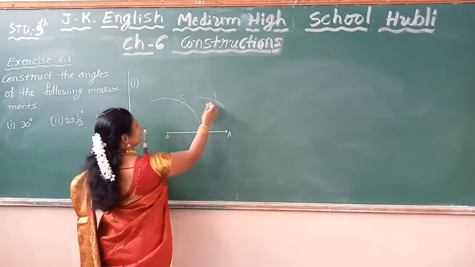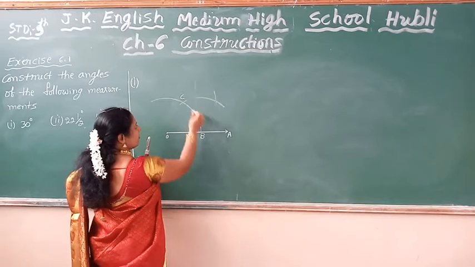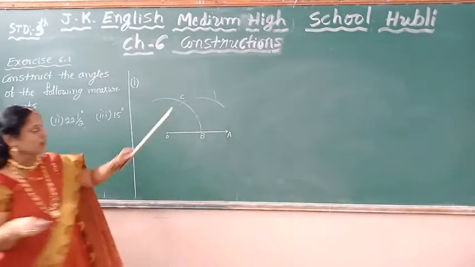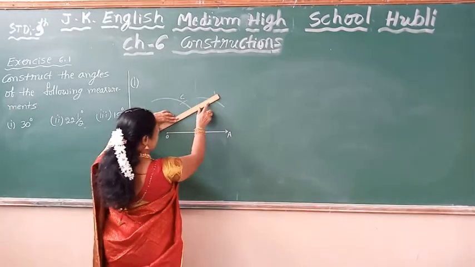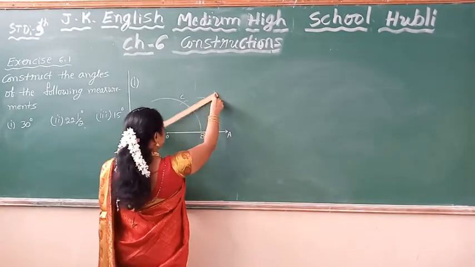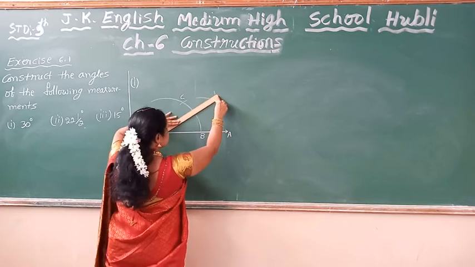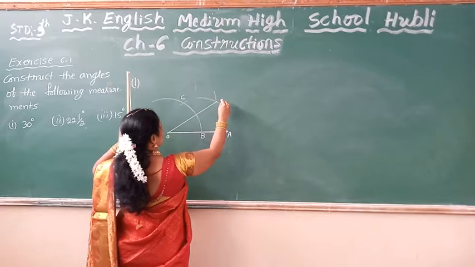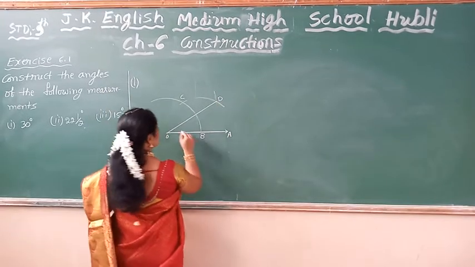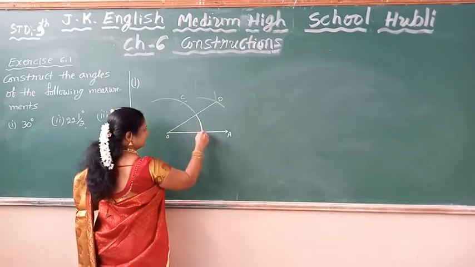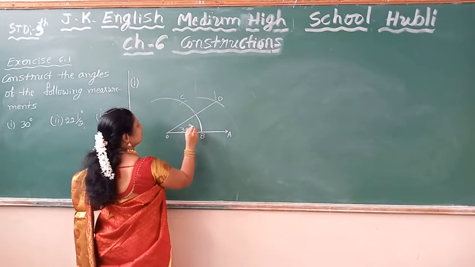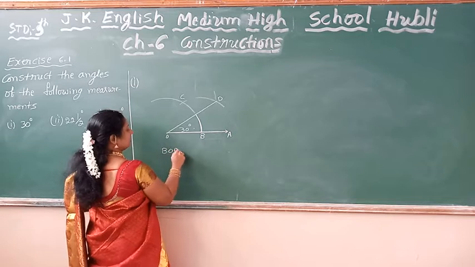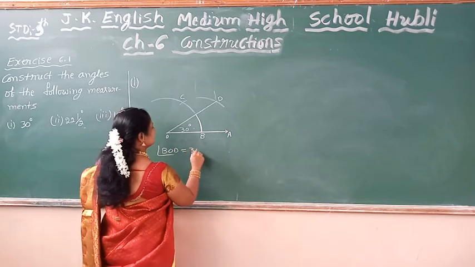If I join from here to here, I bisected the 60 degree angle, so I get 30 degree. Okay children? Now the construction of the 30 degree angle is over. You can measure, you get 30 degree only. You can give any name here, D. So this angle BOD is nothing but 30 degree.